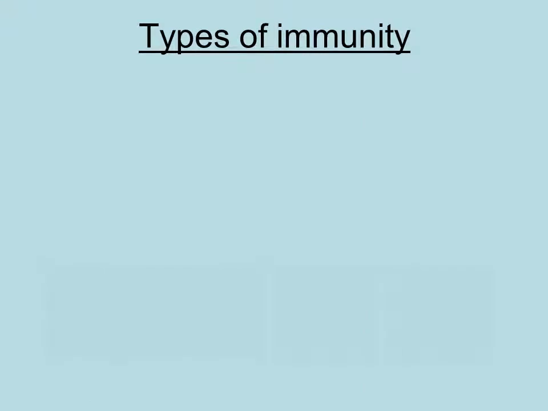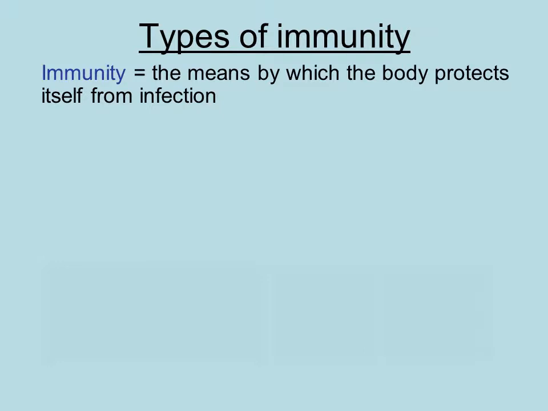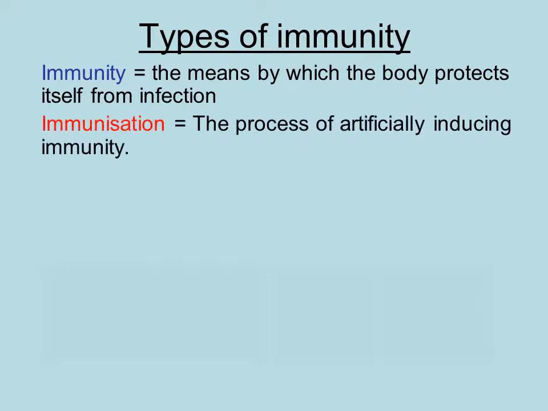I'm going to cover the different types of immunity here. Now, immunity means the body's ability to protect itself from infection, and immunisation is the process of artificially inducing some immunity so that you don't actually have to be ill in the first place.